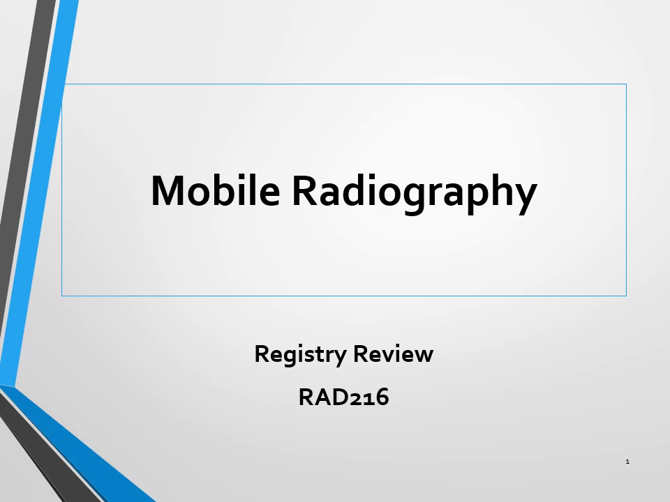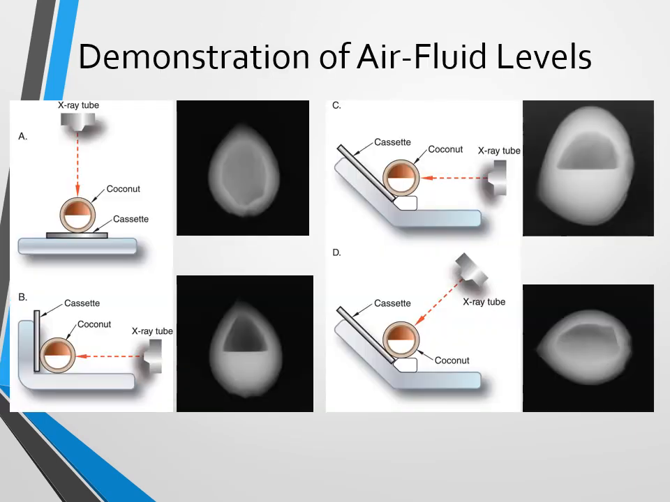Mobile radiography. Taking a look at air fluid levels. In picture A, we can see that the X-ray tube is positioned perpendicular to the image receptor, and we're looking here at not having a horizontal beam. And so therefore we see no air fluid levels in this picture.